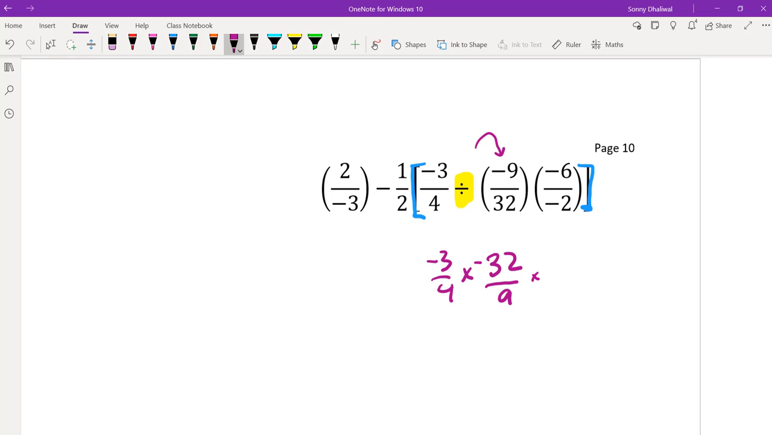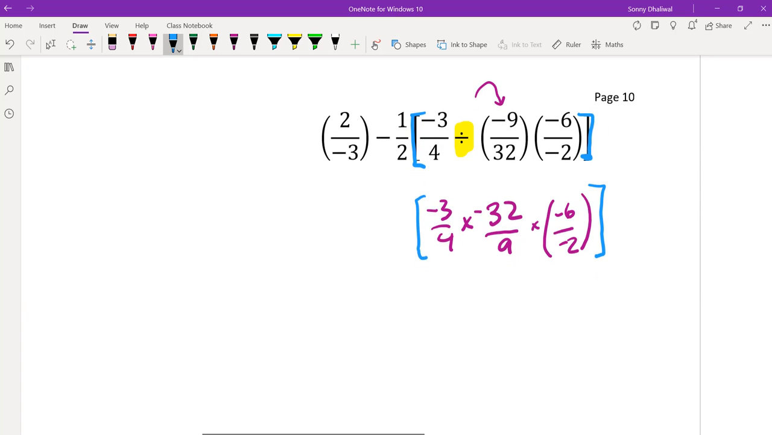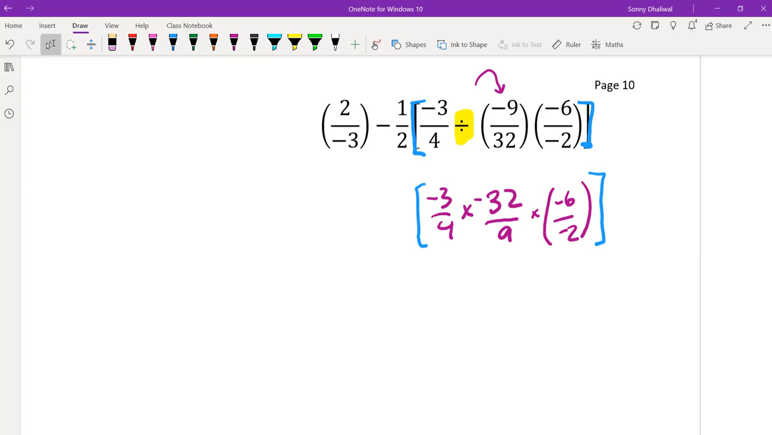And I'm going to write this out. Negative 6 over negative 2. All right, so I flipped it. I'm just going to work with inside this bracket, and I'll move everything else down. Wait, that's not a negative. I thought two negatives is a positive. Yeah, now we have to deal with that.